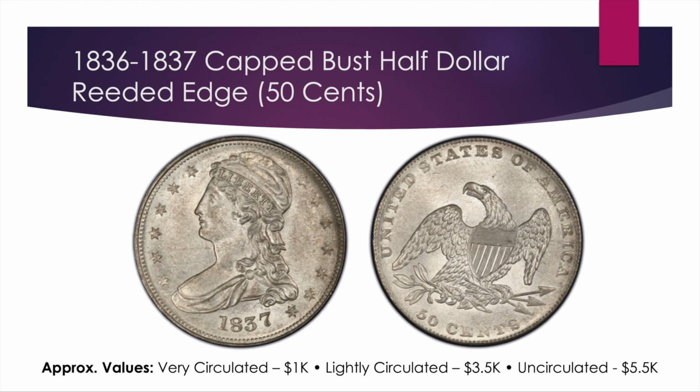Only 1,200 pieces were struck in 1836, while millions existed in 1837, but the value is still about 1,000 for the really circulated, 3.5 for lightly, and 5.5 for uncirculated. There were a fair amount of these saved, so that's why the values don't differ too crazily, and obviously the 1836 are going to be a lot more expensive.